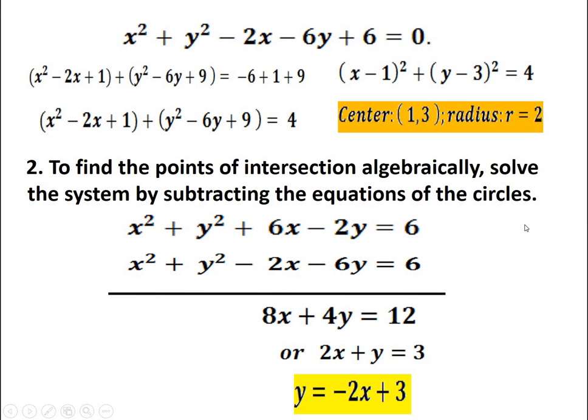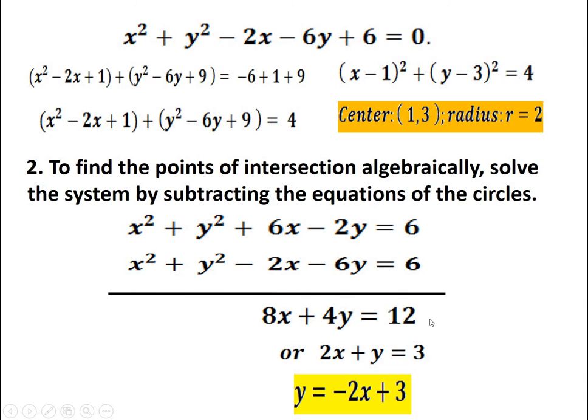To find the points of intersection algebraically, solve the system by subtracting the equations of the circles given. x squared plus y squared plus 6x minus 2y equals 6, the first equation of the circle. The second is x squared plus y squared minus 2x minus 6y equals 6. And from here, it tells us we need to subtract. When we subtract, this will be changed into plus, 6 plus 2, so it is 8x. Also, in here, this minus will become plus, so positive 6y minus 2y is positive 4y. So in here, if we add them, we have positive 12. Okay. So 8x plus 4y equals 12.